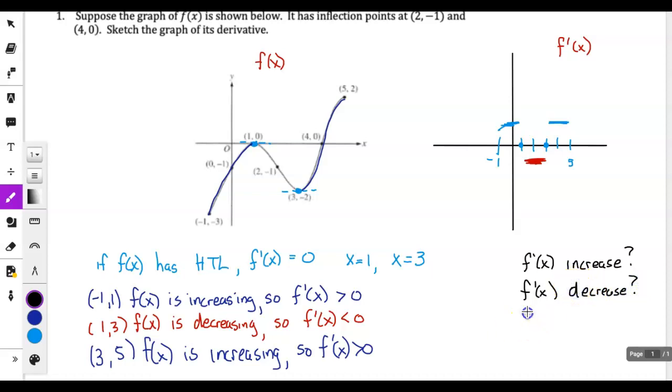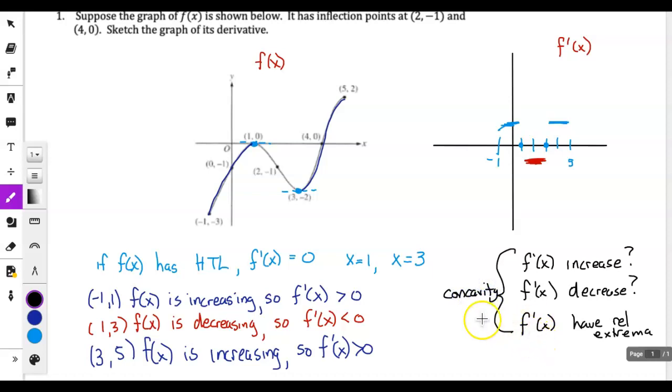Okay, and where does the derivative have relative extrema? So where does it have relative maxes and mins? We get that information from the second derivative, right? And now we don't have any information about the second derivative because we only have the original.